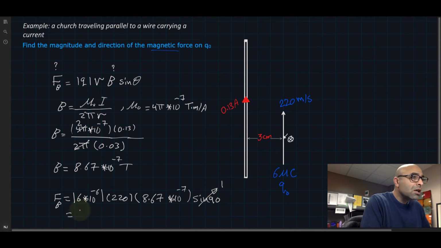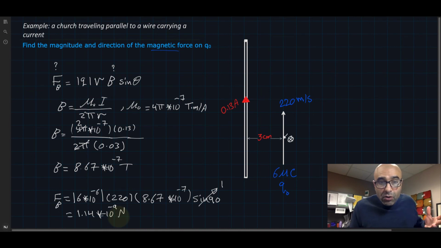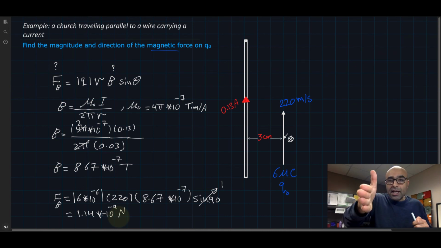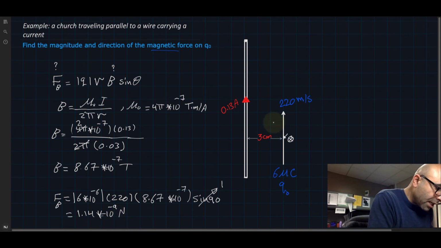Doing this calculation, you can find out that the force of the magnetic field created by the wire on the charge is equal to 1.14 times 10 to minus 9 Newton. Okay, so now what's going to happen to the charge? We want to know the direction of that force. Now we use the first right hand rule. The charge is going up and the magnetic field is down, so the force is going to be towards the wire. So basically the magnetic force here is going to be like this.